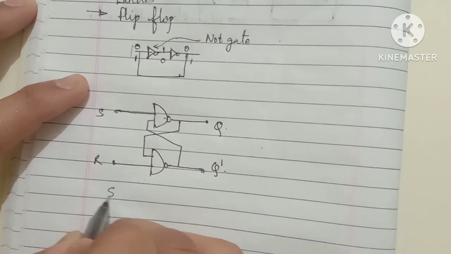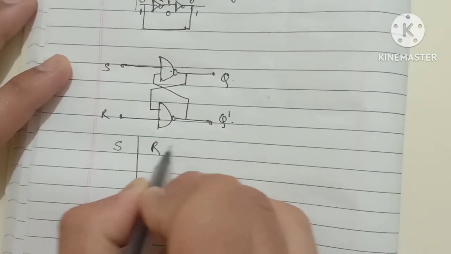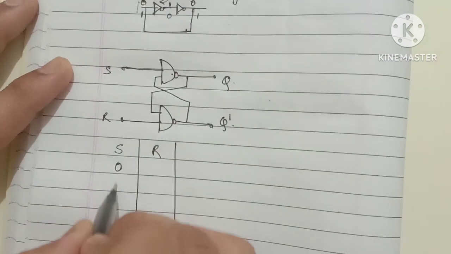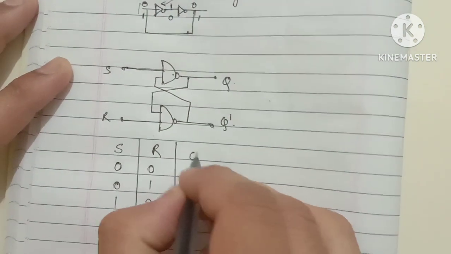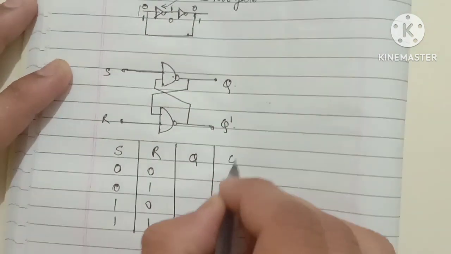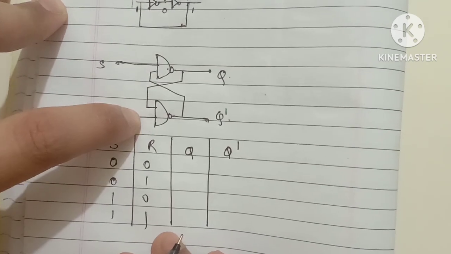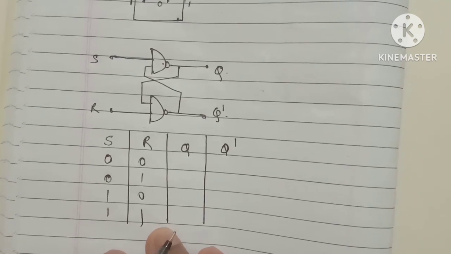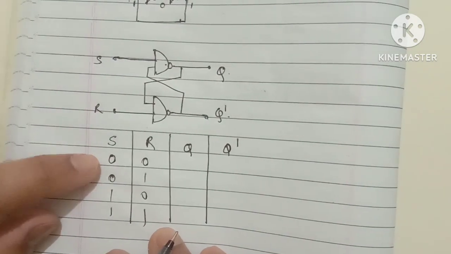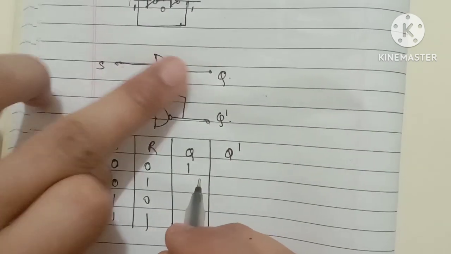So suppose the inputs are 2 inputs, so 4 combinations: 0 0, 1 1, 0 1, 0 1. Now this is Q and this is Q dash. Now you all know about the NAND gate. I already taught you regarding the NAND gate. You can watch my previous video also regarding the NAND gate. If any of the inputs is 0, it gives high. So here you will get 1.